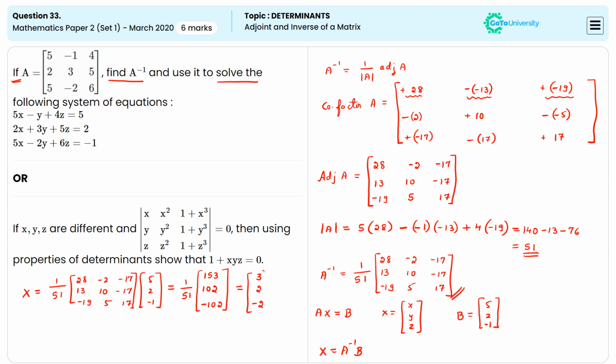Now they're asking us to find out the value of x, y, and z. With this, I can say x is equal to 3, y is equal to 2, and z is equal to negative 2. This is our final answer. Now let's look into the next one.